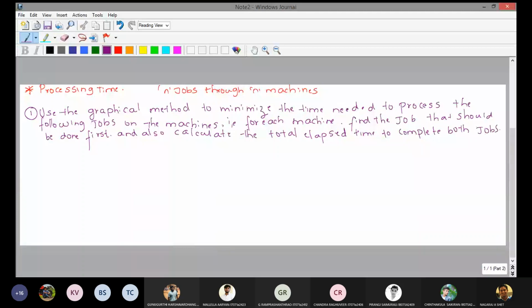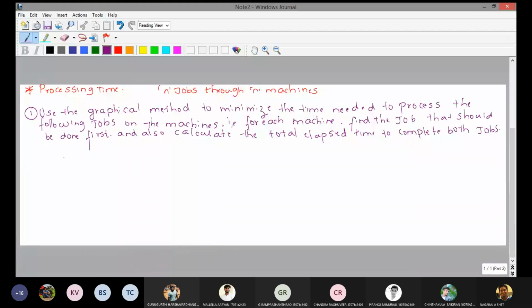See here: using the graphical method, minimize the time needed to process the following jobs on the machines. For each machine, find the job that should be done first, and also calculate the total elapsed time for both the jobs. This is a job, but it is not stated whether it is the sequencing method or transportation. You should not get confused about which chapter the problem belongs to, because I know that students will get confused. You should understand this is a sequencing problem.